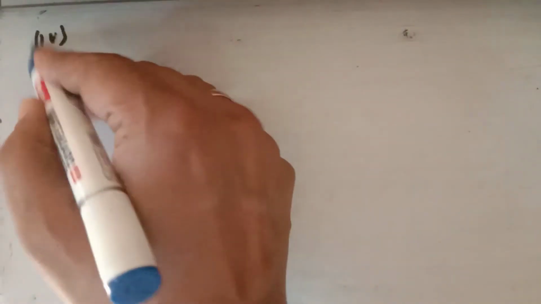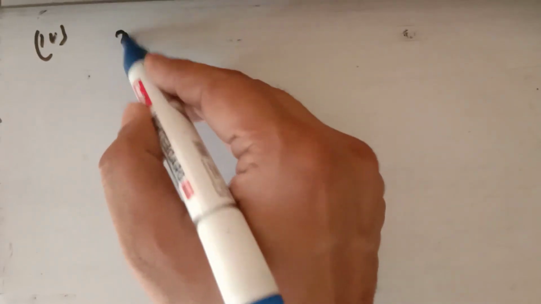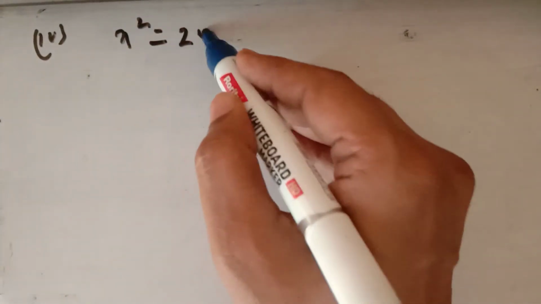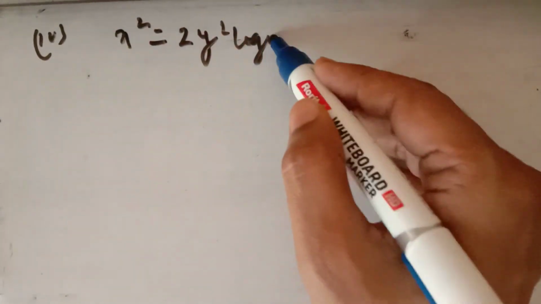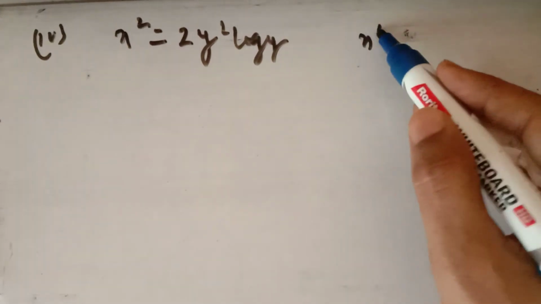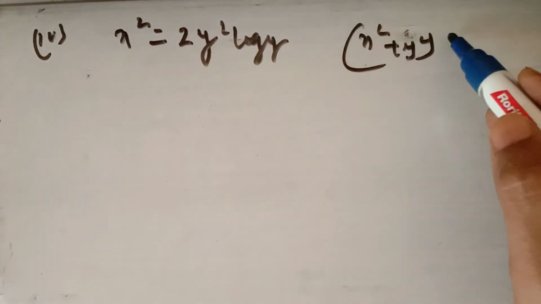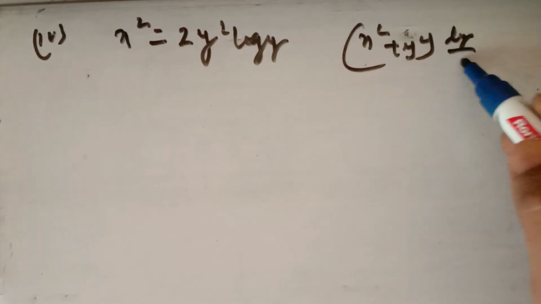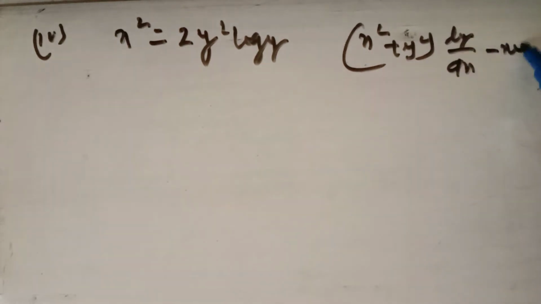Now in question number 2, it is the fourth part. In the fourth part we have x square is equal to 2y square log y, and you have to prove that x square plus y square dy by dx minus x into y equal to 0. This you have to prove in the fourth part of this question number 2.